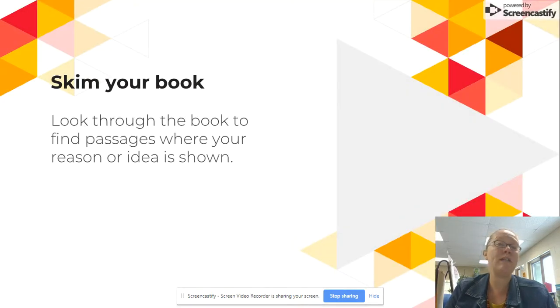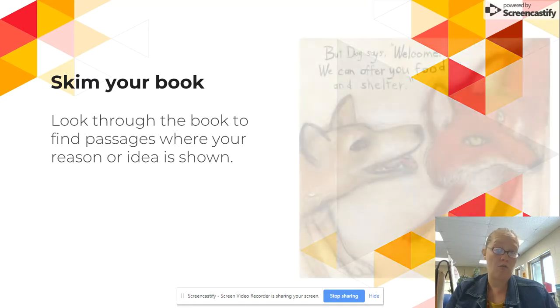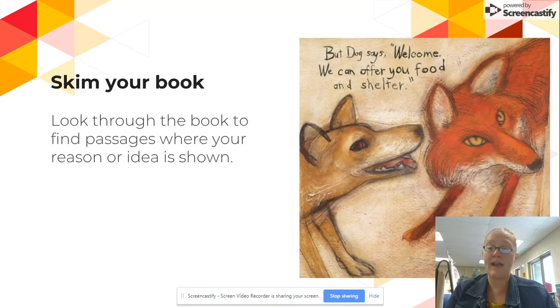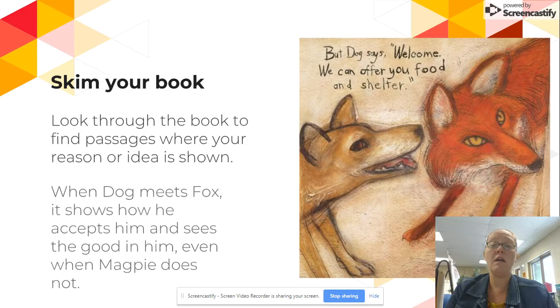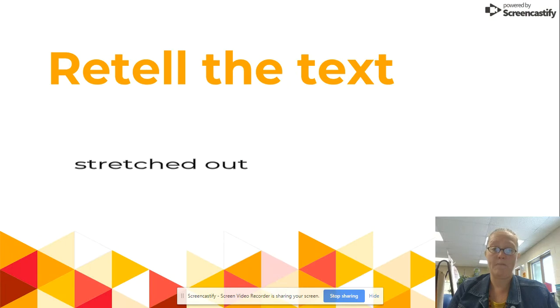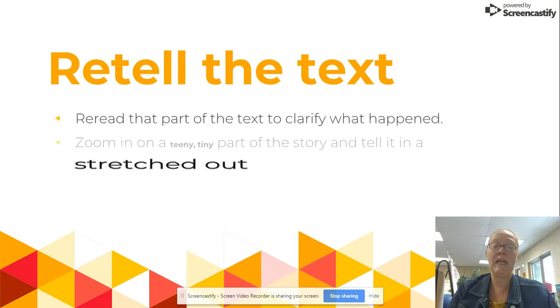So first, you're going to skim your book. You're going to look through to find those specific passages where your idea is shown. So I looked through Fox and I found this section where Dog meets Fox, but shows that he accepts him and sees the good in him even when Magpie doesn't. So I'm going to pull out this part of the text to show my point. But I'm going to retell it in a special way.